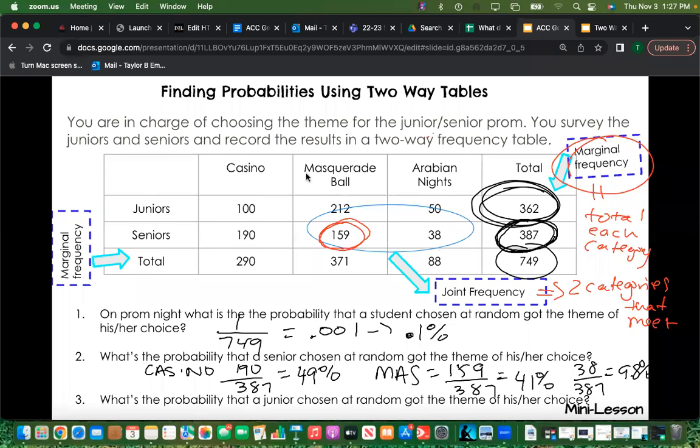Okay, so just kind of checking in with you. We would have had 100 out of 362, which you got what? 28%. Fantastic. And then for this one, we got 212 divided by 362, 59%. Okay. Arabian Nights, 50 out of 362. 14%. Say it again. 14%. Okay, cool. I heard 48. No. Okay. Questions? Pretty easy, right? Fantastic.